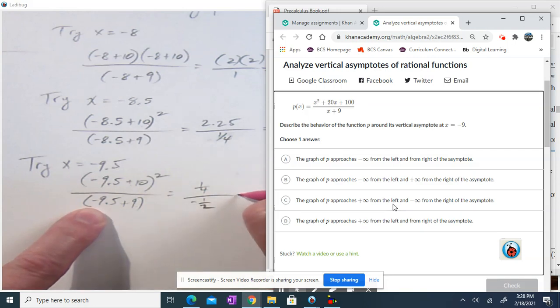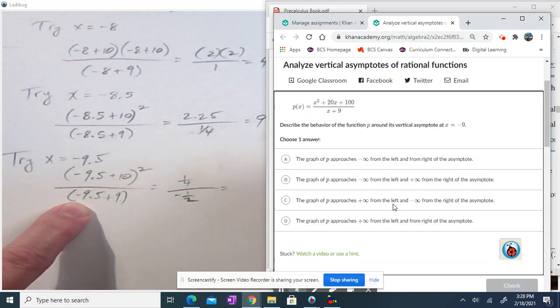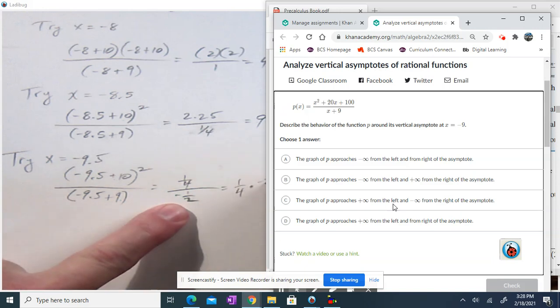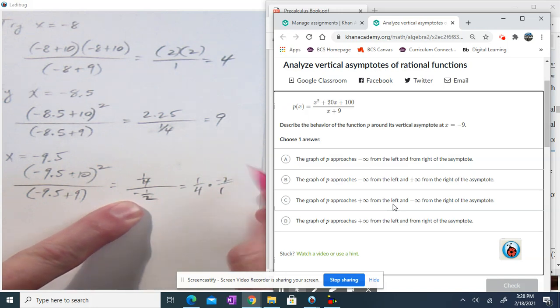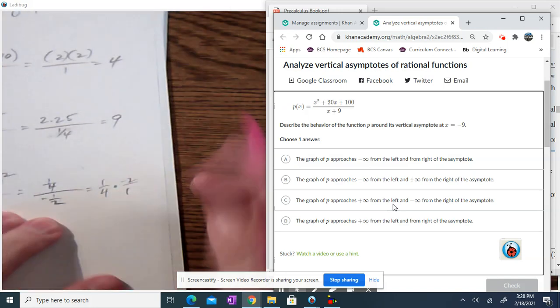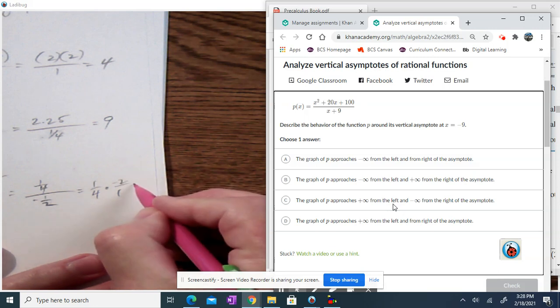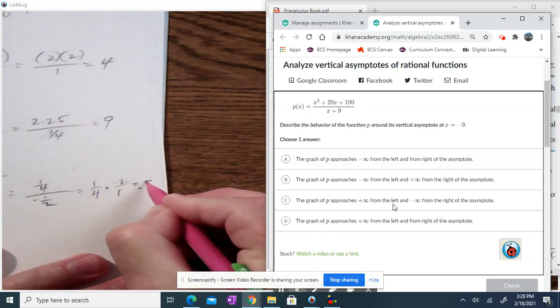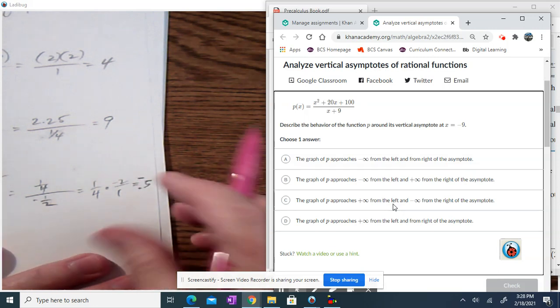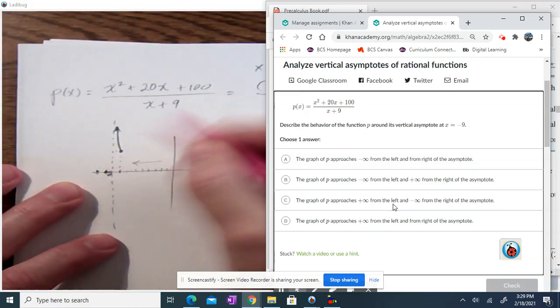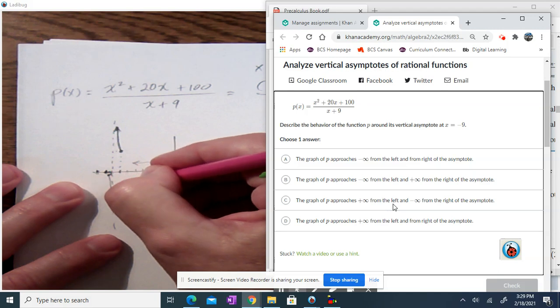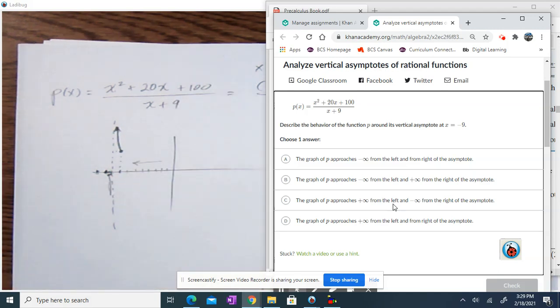And if you remember, you just flip that over and multiply. So if I want the value of this thing, I just do 1/4 times negative 2 over 1. And that comes out to be, what, negative 0.5? Negative 0.5, right? So on my graph then, as I get here, it's down here. So it should be approaching this way as it gets closer.